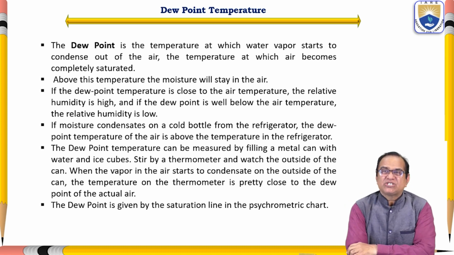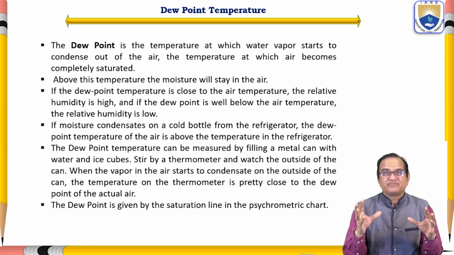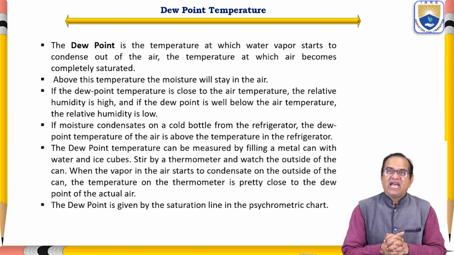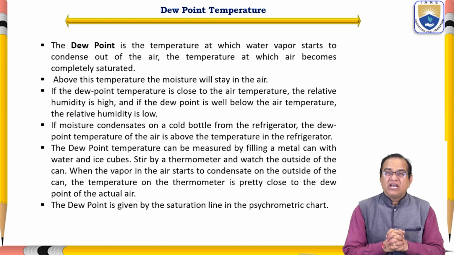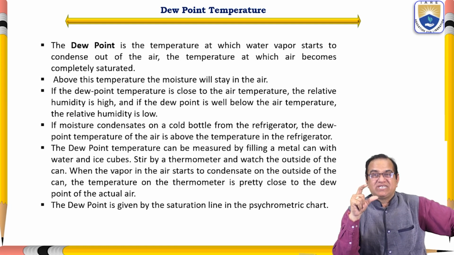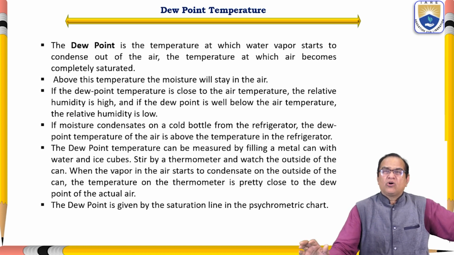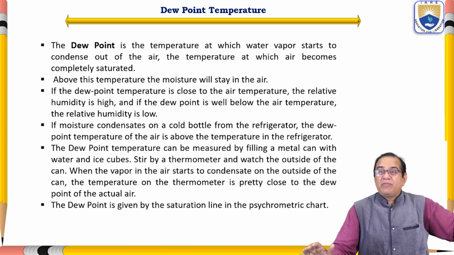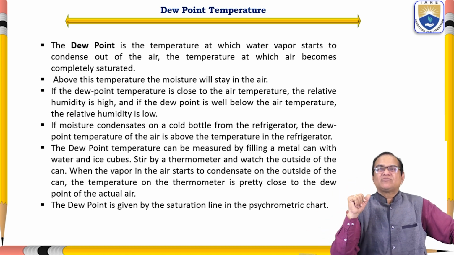If the dew point temperature is close to the air temperature, the relative humidity is high, and if the dew point is well below the air temperature, the relative humidity is low. So, the dew point indicates how much relative humidity is present in the atmosphere. If moisture condenses on a cold bottle from the refrigerator, the dew point temperature of the air is above the temperature in the refrigerator. If the dew point is above, then only this will happen.